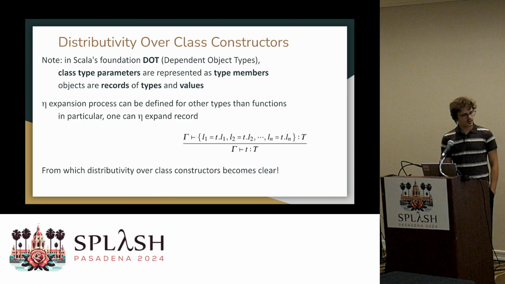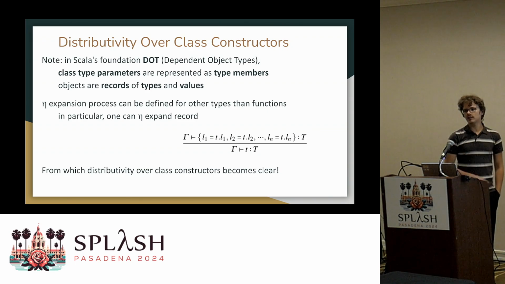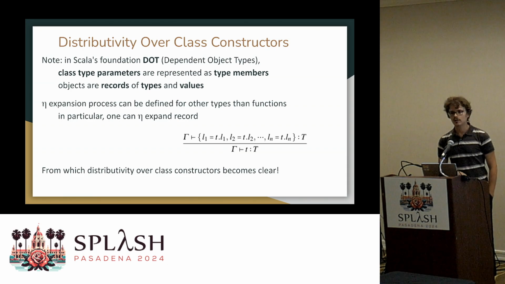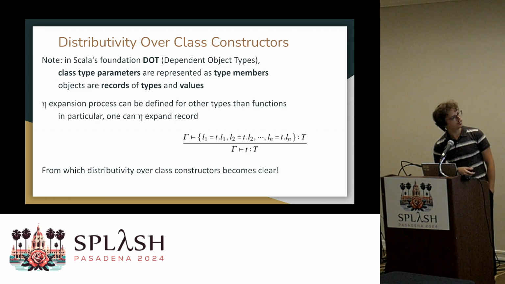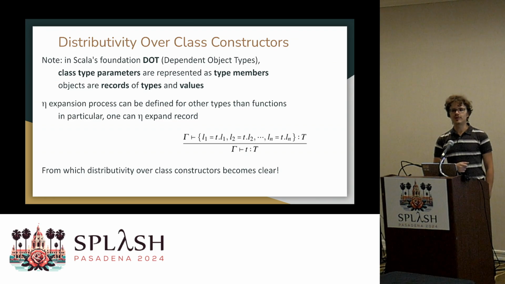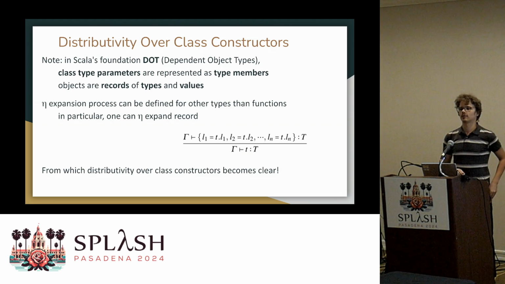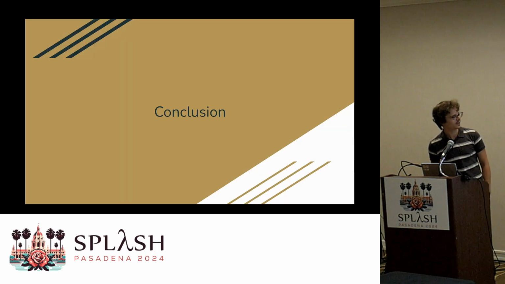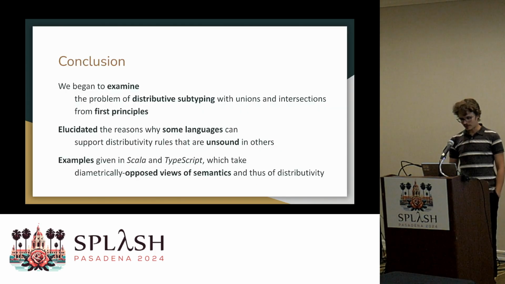If you accept this eta expansion for records, and if you also accept retyping, the rule I gave to derive subtyping relations, then you do again get full distributivity of class constructors. I don't have time to go into the details. You have to trust me on this, but we can talk more about it separately. All right, so let's conclude quickly.